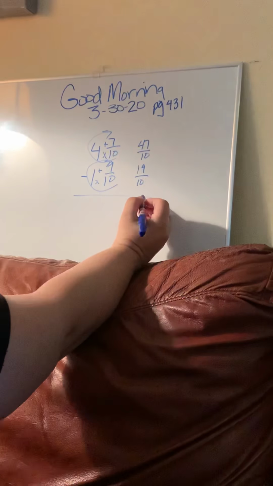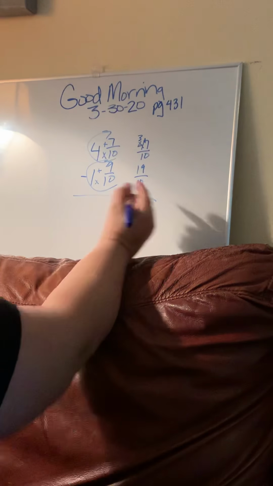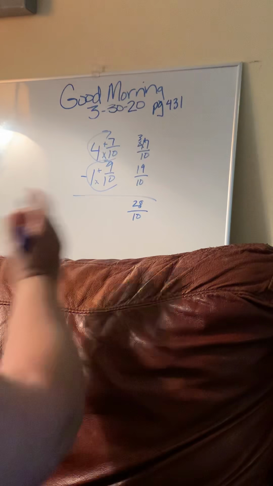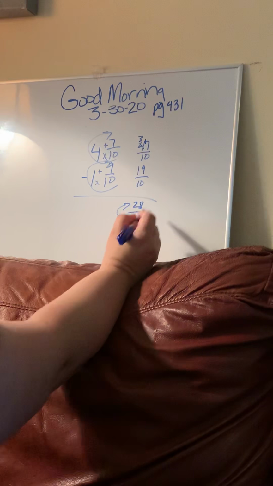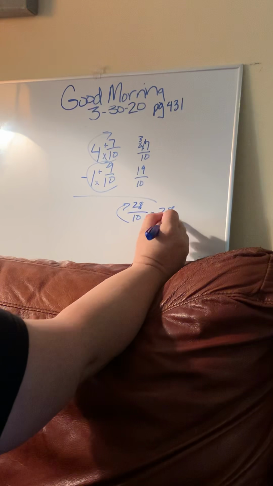Well, 7 minus 9, you can't do that. You're still going to have to borrow. Regroup. 17 minus 9 is 8. 3 minus 1 is 2. So you end up with 28 over 10. How many times will 10 go into 28? It will go 2 whole times with 8 left over.